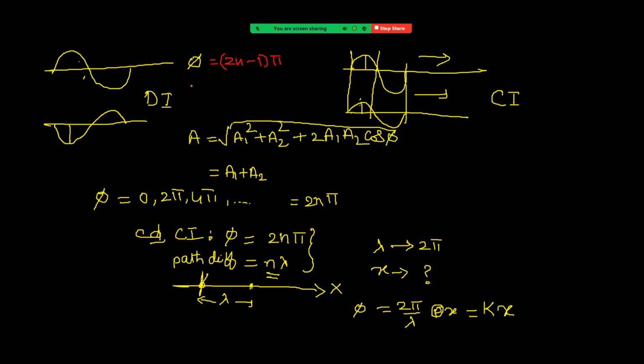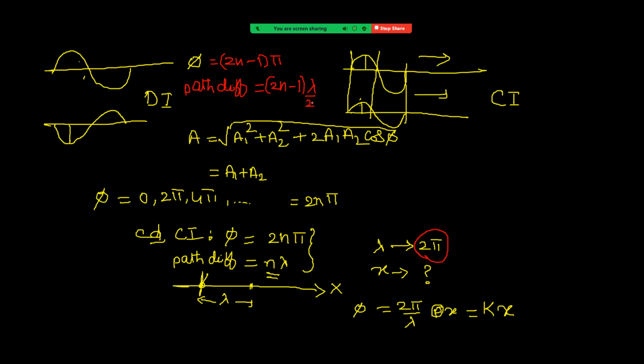Or in terms of path difference, it is written as, replace pi with lambda by 2. So it is 2n minus 1 into lambda by 2. Because we have discussed here, lambda corresponds to 2 pi, right? So pi corresponds to lambda by 2. So that is what we have taken here. It is 2n minus 1 into lambda by 2.